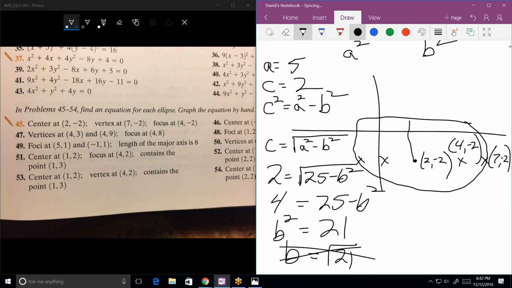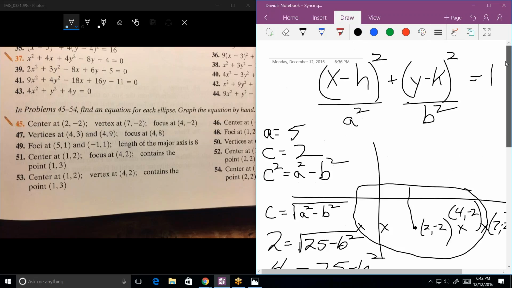Since the equation is what they want, right? What's the equation of this ellipse? Well, they also want us to graph it too. Okay, well, we graphed it. Oh, yeah. So we need to plug it into the general equation. Let's plug it in. I'm going to write it right here in red. Our final equation, what is it?